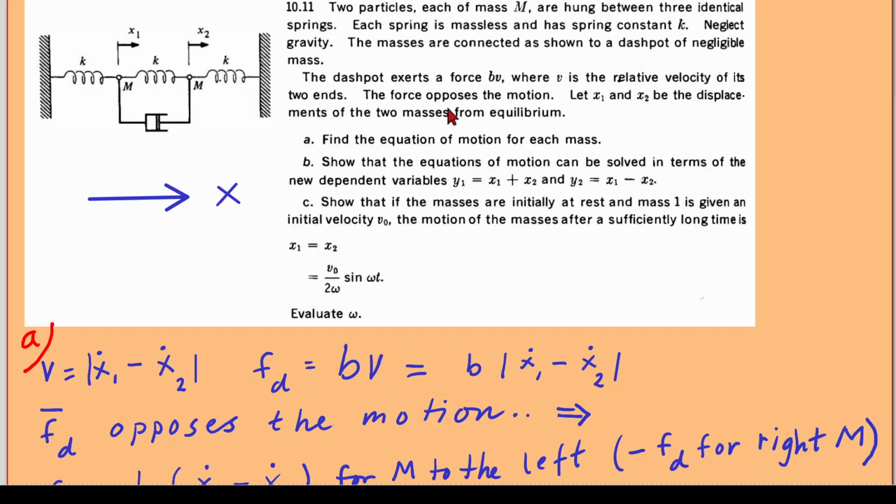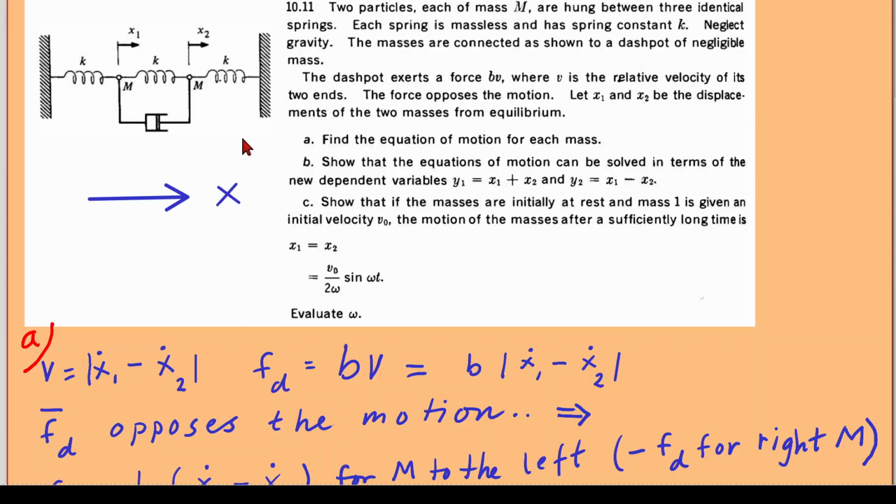Okay, let's consider the following problem. Two masses, capital M and this one, are connected to a spring system: 1, 2, 3 springs. And here we define the x direction, that direction.